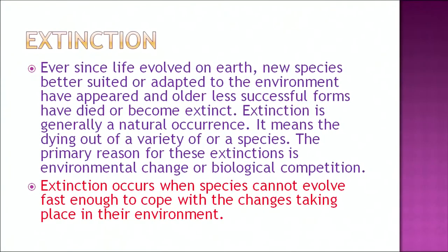Coming to another important topic, extinction. Ever since life evolved on Earth, new species better suited or adapted to the environment have appeared, and older, less successful forms have died or become extinct. Extinction is generally a natural occurrence. It means the dying out of a variety of a species. The primary reason for these extinctions is environmental change or biological competition. Extinction occurs when species cannot evolve fast enough to cope with the changes taking place in their environment.